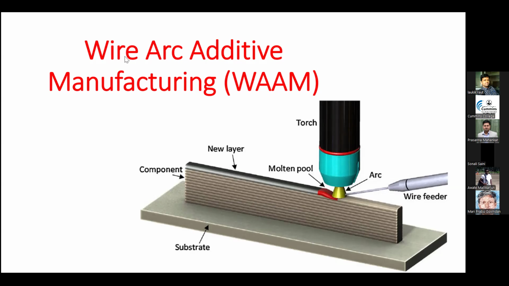That is why this method is known as wire arc additive manufacturing. That means the electrode is in the form of wire. Here you can see the filler metal, that is in the form of wire. The arc is generated, so the source is electric arc, and that electric arc is utilized to melt the material. Hence, the method is wire arc additive manufacturing. I hope this method is clear to you.